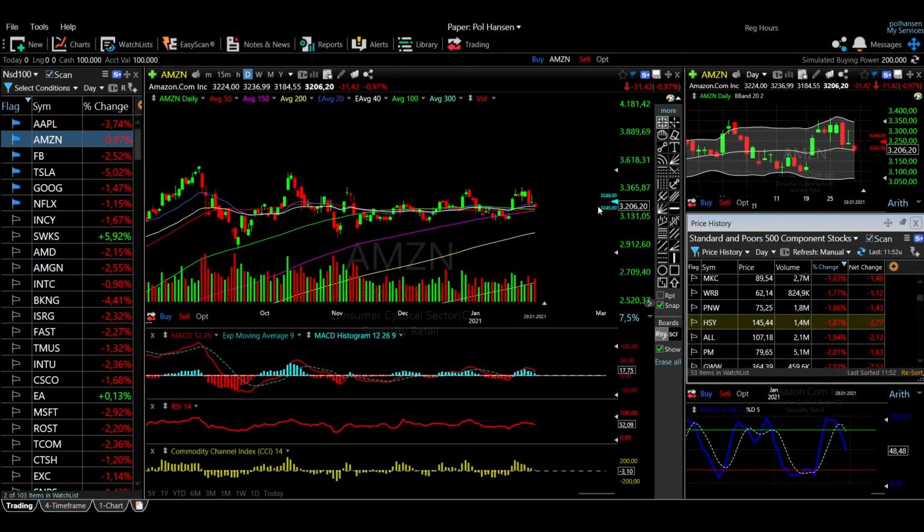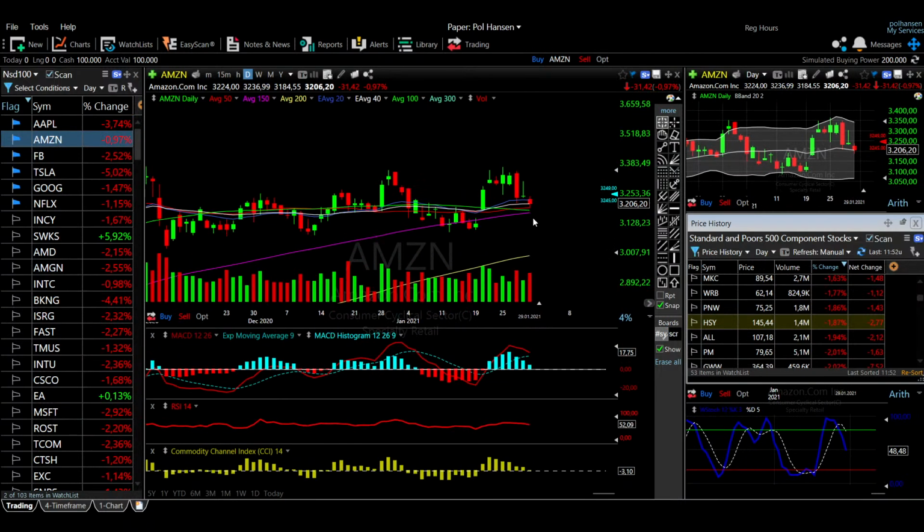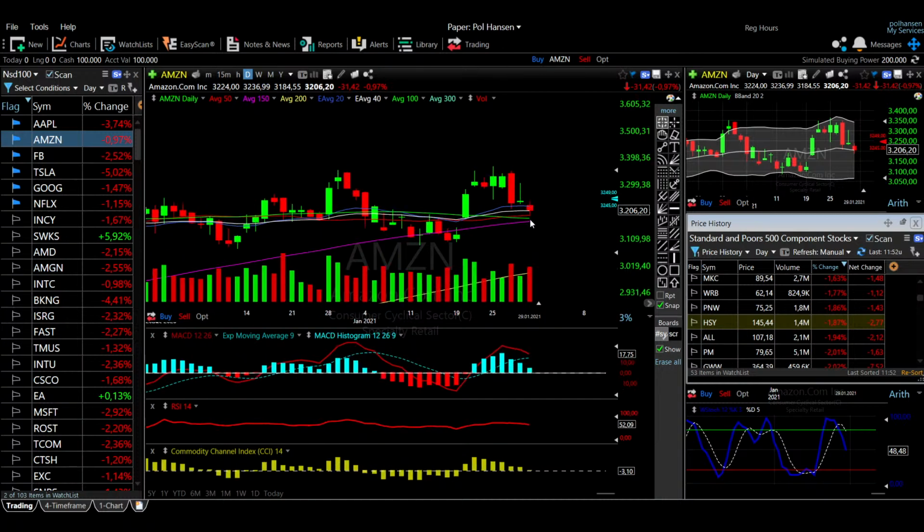Next, we have Amazon. Amazon also fell significantly towards the 50 moving average and has found support here at the 50 moving average. We can also see here in the Bollinger Band, we are right in the middle of the Bollinger Band and are pulling back. Other technical indicators are looking fairly bearish for Amazon.